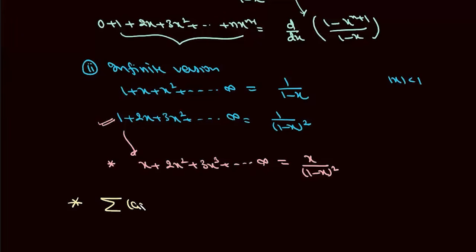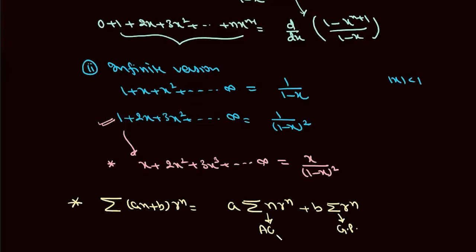Say we have this summation of (an plus b) into r to the power n. So we can split the summation. So it will be a times summation n r to the power n plus b times summation r to the power n. Now this is nothing but a GP, and this is an AGP, which we generally get by differentiating a GP.